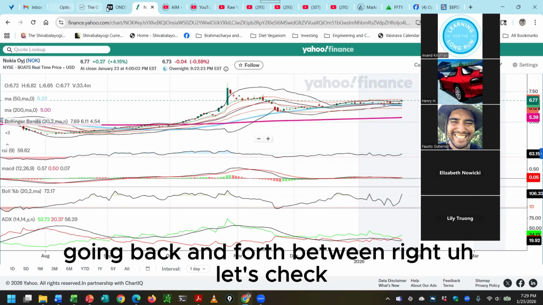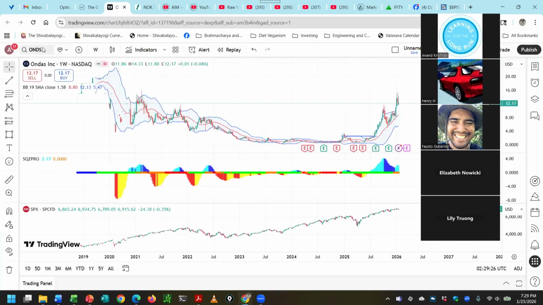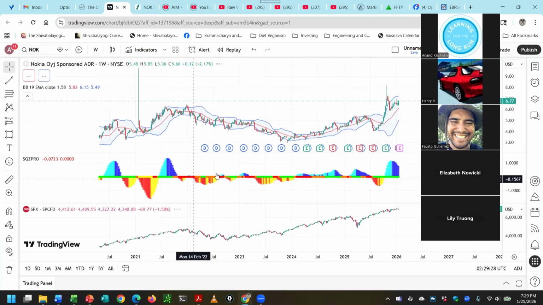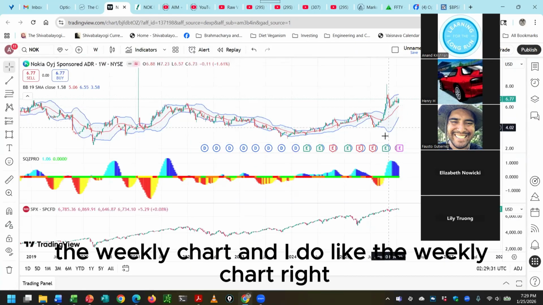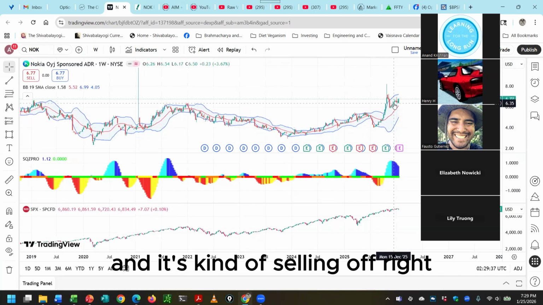Going back and forth between, right? Let's check the weekly chart. And I do like the weekly chart, right? It has broken out of a previous resistance, right? And it's kind of selling off, right?